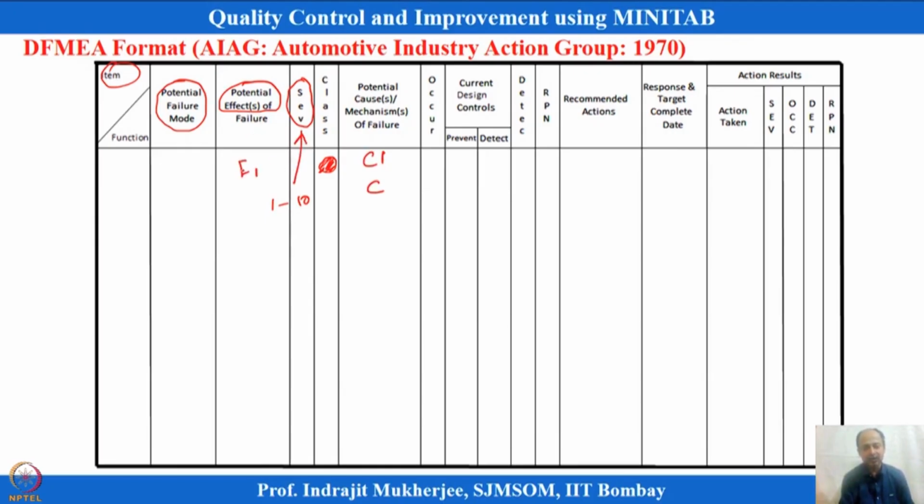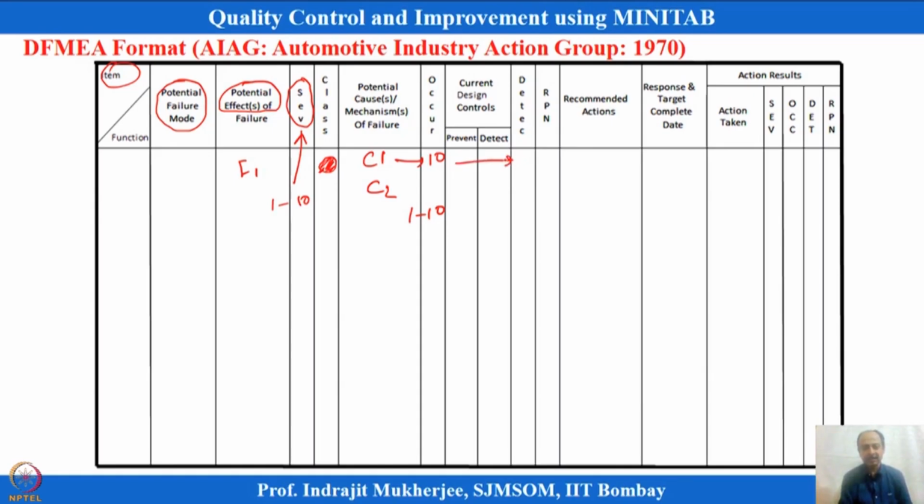So, one failure mode we have identified, let us say, and there can be causes C1 and C2. For C1, an occurrence rating will also be given over here. If this type of cause occurs very frequently, we can give it a rating of 10. So, here also a rating of 1 to 10 will be used, and then is there any way to detect these causes? So, again detection for every cause will be given over here.